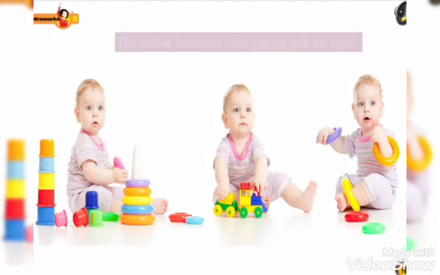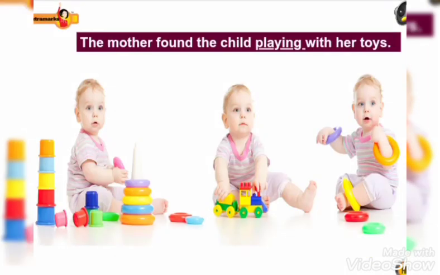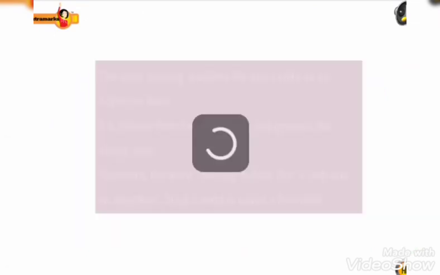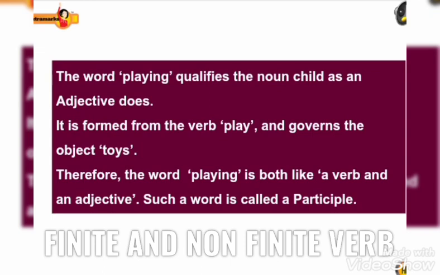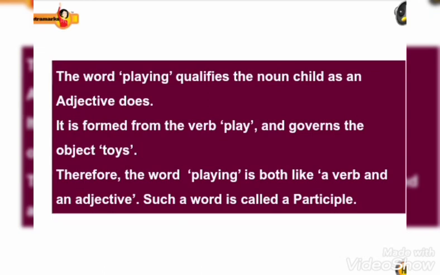Let's look at these sentences. The mother found the child playing with her toys. The word playing qualifies a noun child as an adjective does. It is formed from the verb play and governs the object toys. Therefore, the word playing is both like a verb and an adjective. Such a word is called a participle.